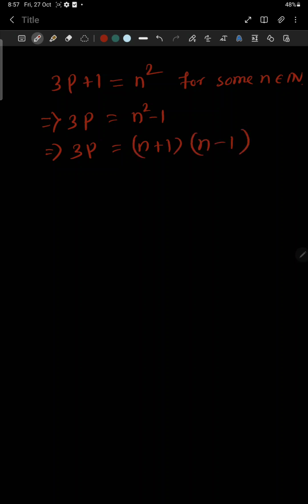From this we can conclude that 3 is a prime number and p is also a prime number. So n plus 1 has two options only: it can be equal to 3 or it can be equal to p. Similarly, n minus 1 has also two options: it can be either equal to 3 or equal to p. Okay, let us check the options.